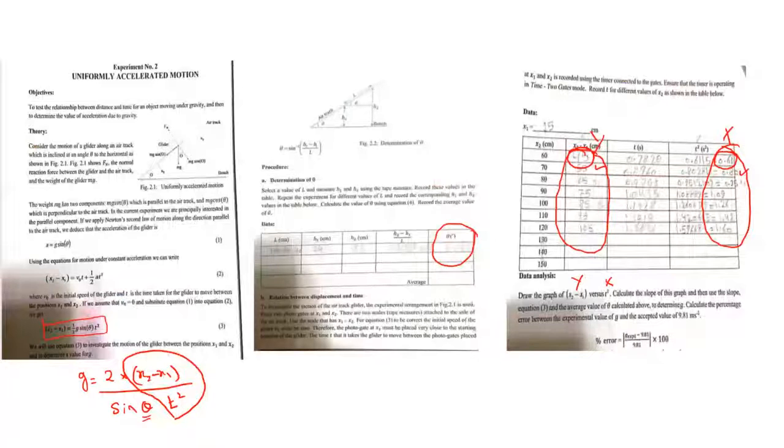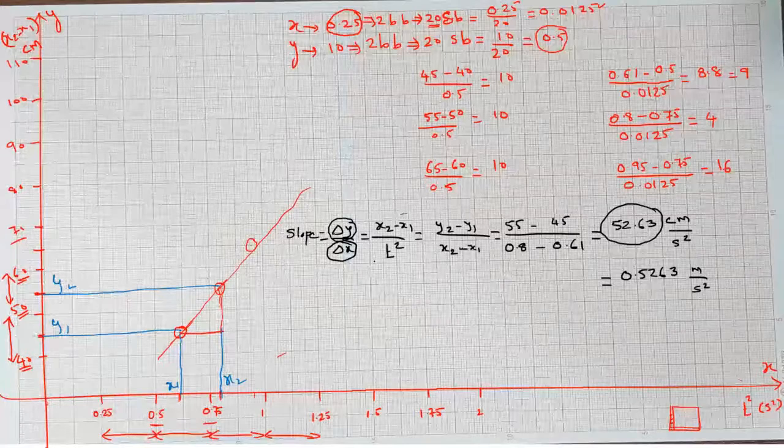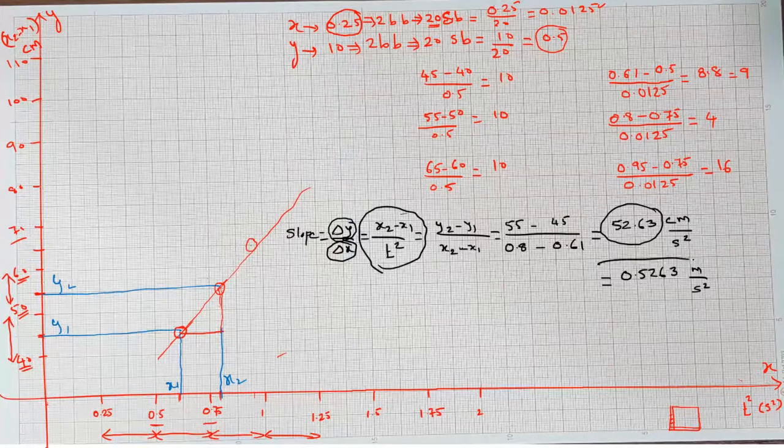Now, once you find the slope, what do you have to do? You have to use this equation for the calculation of g. So I'm going to write this equation again. x2 minus x1 is equal to half g sine theta t square. I'm going to rearrange this equation in terms of g. Therefore, g is equal to 2 multiplied by x2 minus x1 over sine theta multiplied by t square. So this x2 minus x1 over t square is your slope.